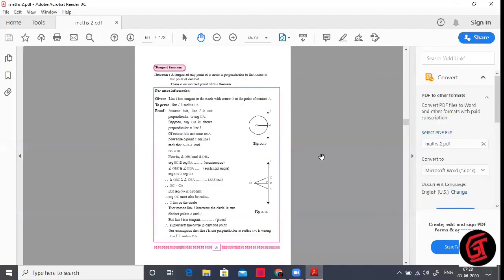Can you all see the screen clearly? Yes or no? Yes, yes. Okay, great.